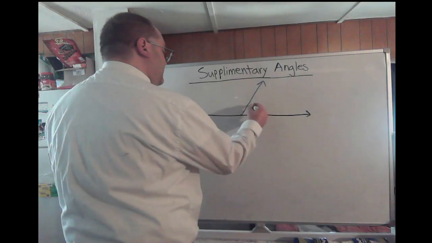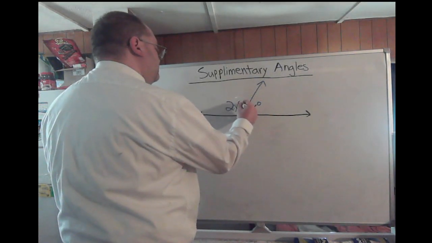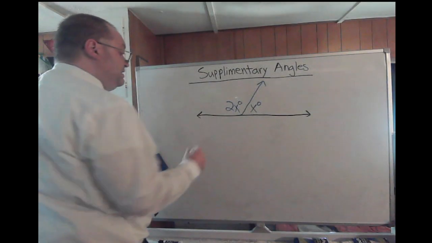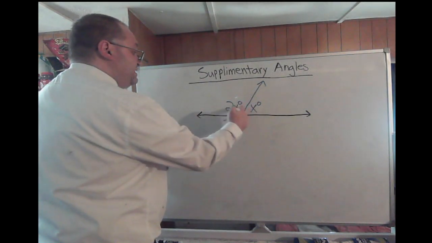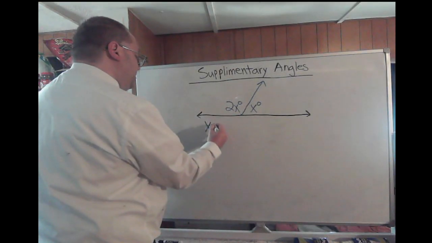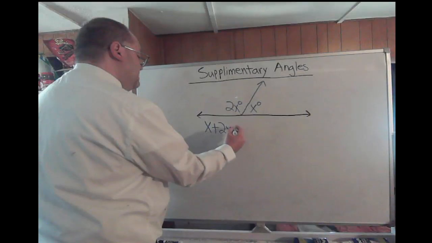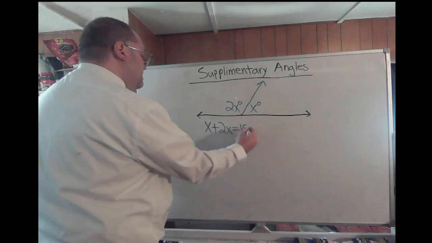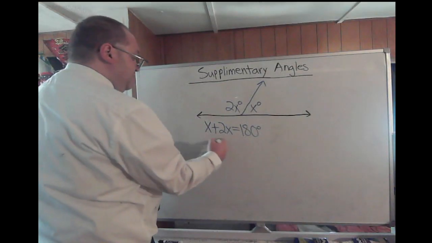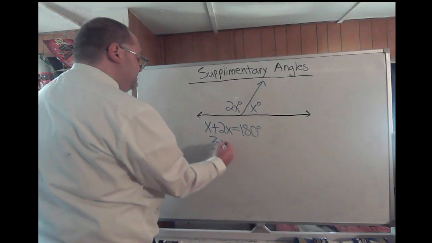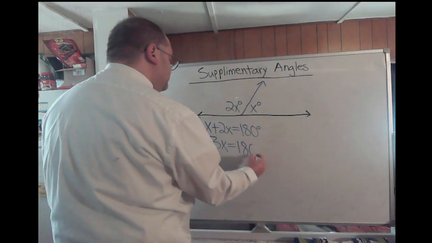We'll just do x and 2x, okay? So again, these are supplementary angles. We want to use the fact that x plus 2x equals 180. Well, x plus 2x is 3x. That would equal 180 degrees.